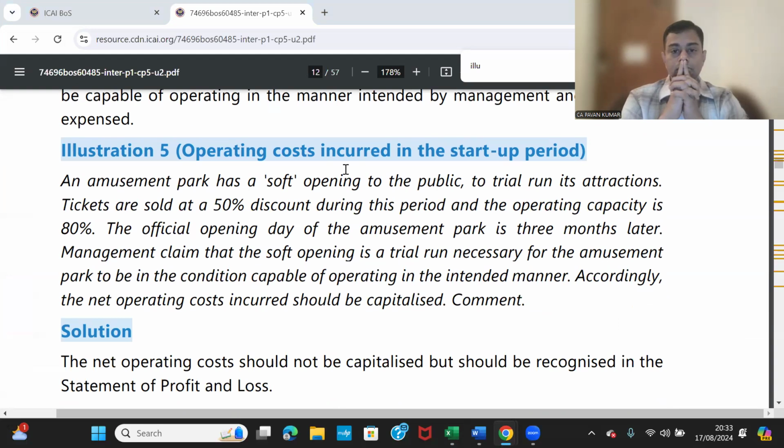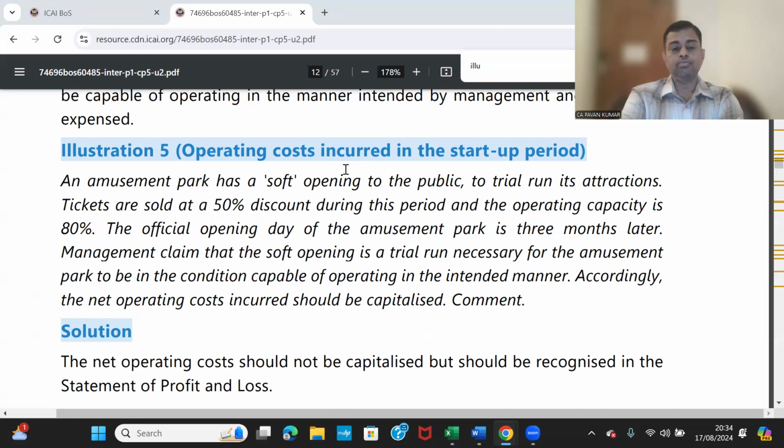An amusement park has a soft opening to the public to trial run its attractions. Very important question. Sorry to disturb. Put a star mark. These kinds of questions can straight appear in your exam paper. Now read, please, from the beginning. An amusement park has a soft opening to the public to trial run its attractions.